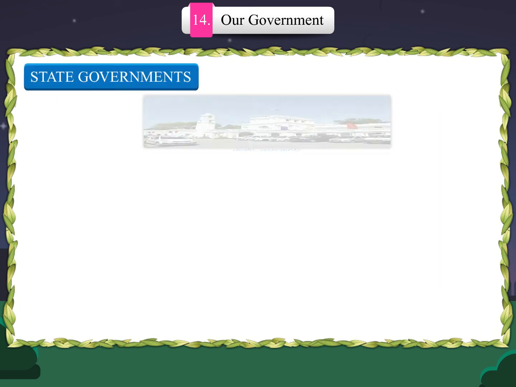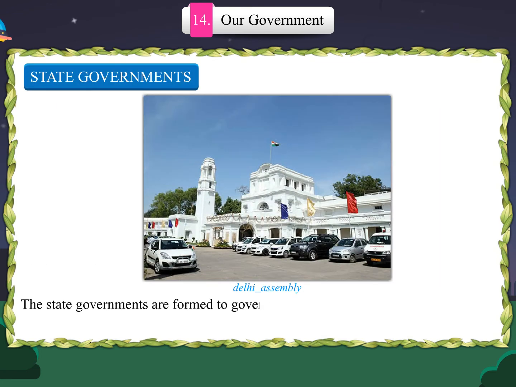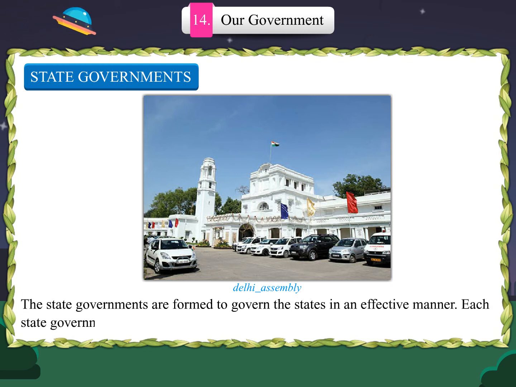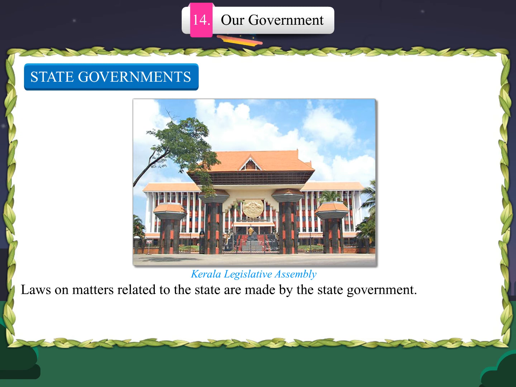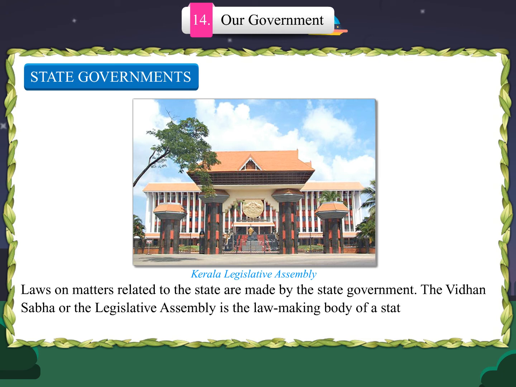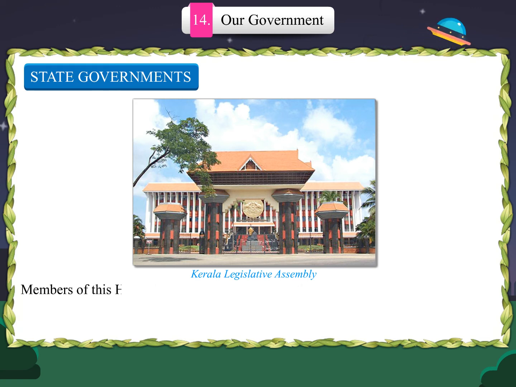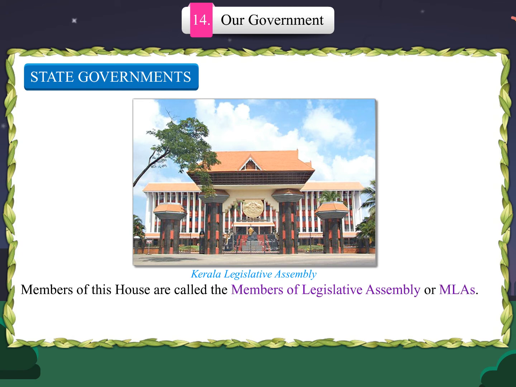State governments. The state governments are formed to govern the states in an effective manner. Each state government is located at the capital city of that state. Laws on matters related to the state are made by the state government. The Vidhan Sabha or the Legislative Assembly is a lawmaking body of the state government. It is elected by the people of a state. Members of this house are called members of Legislative Assembly or MLAs.